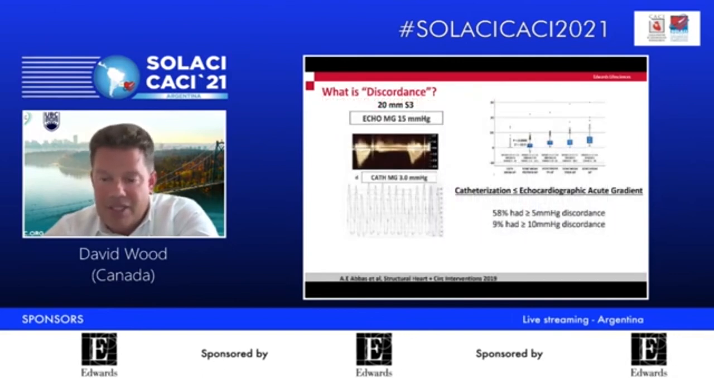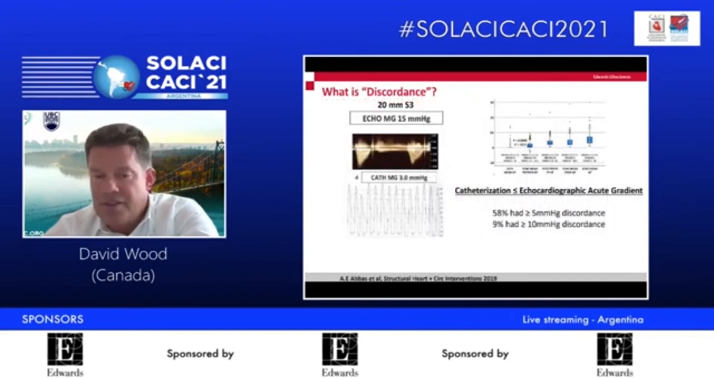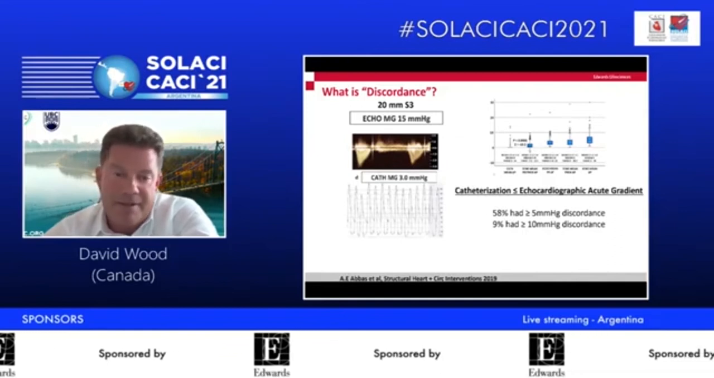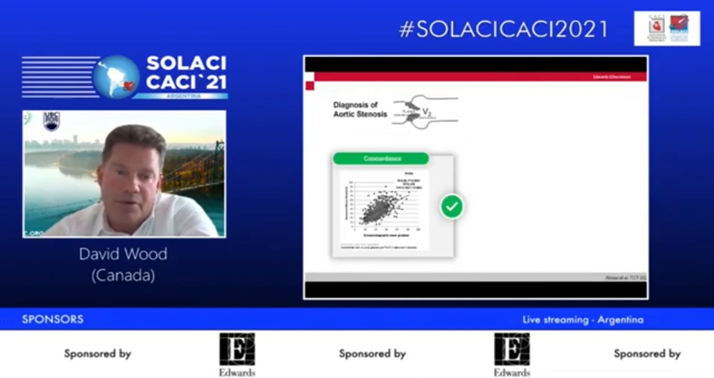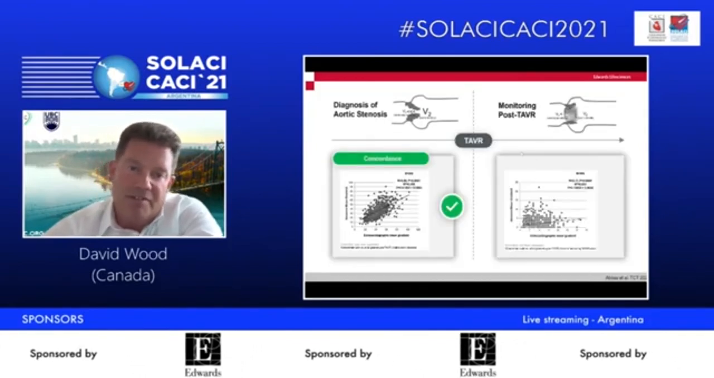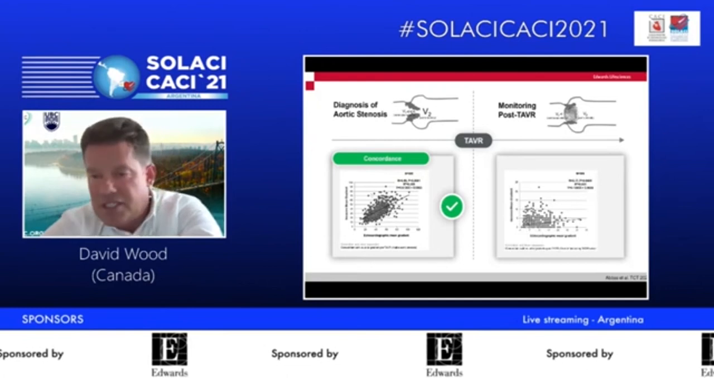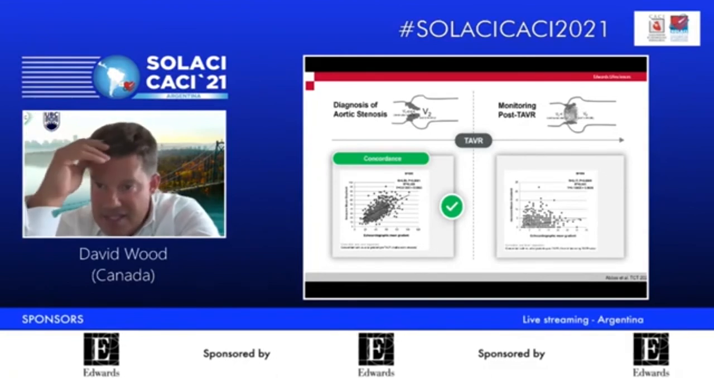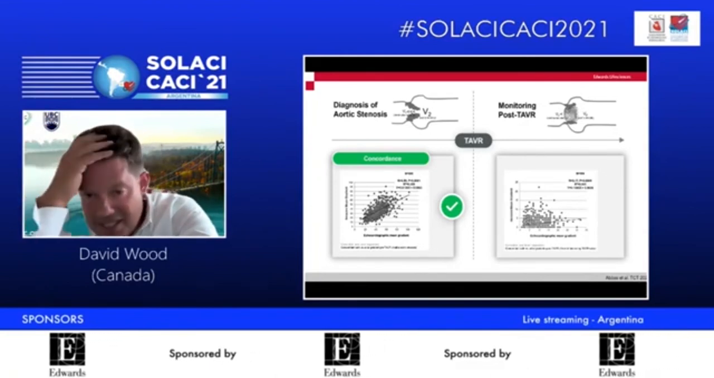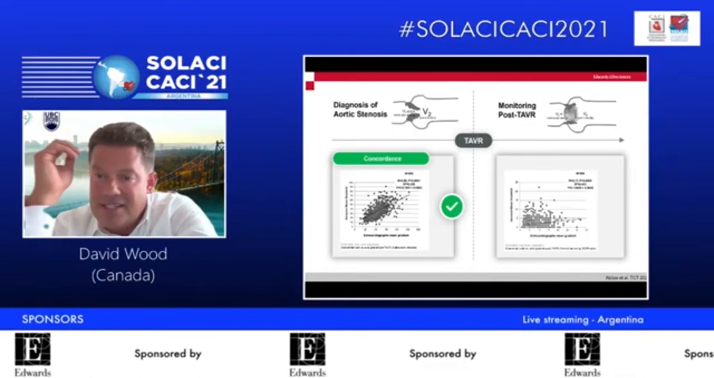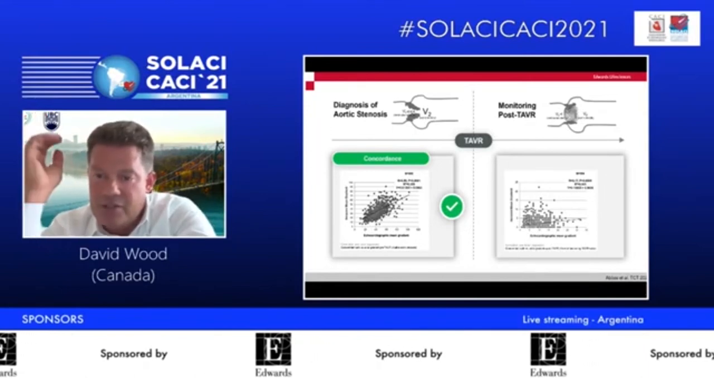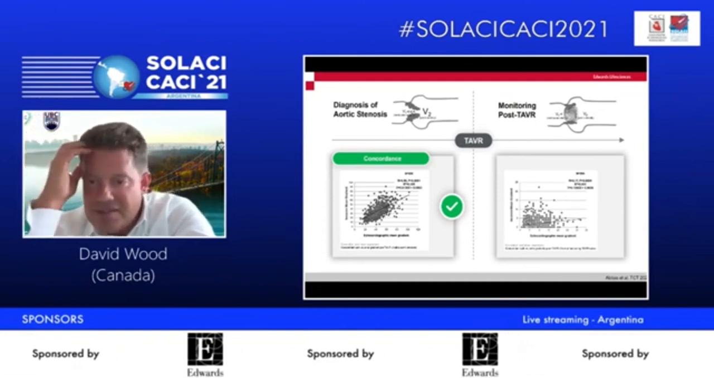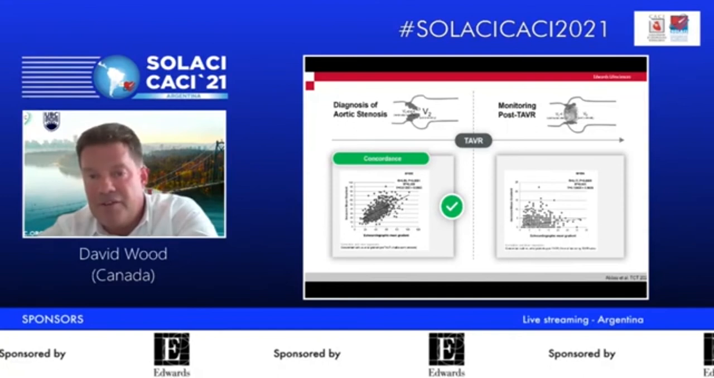What is discordance? I think this has been highlighted by many. Amer is now a close collaborator. But we know that there can be a significant difference between your echo-derived gradient and your invasive gradient. I'll go through all of these, but before you put a valve in on this side, there is a beautiful concordance between echo and invasive gradients. I think for all the implanters on this wonderful conference, there is no disconnect there. There's no need to do meticulous invasive hemodynamics if you've got an echo showing that the mean gradient is 45 and the valve area is 0.7. I think we know that that is severe aortic stenosis.